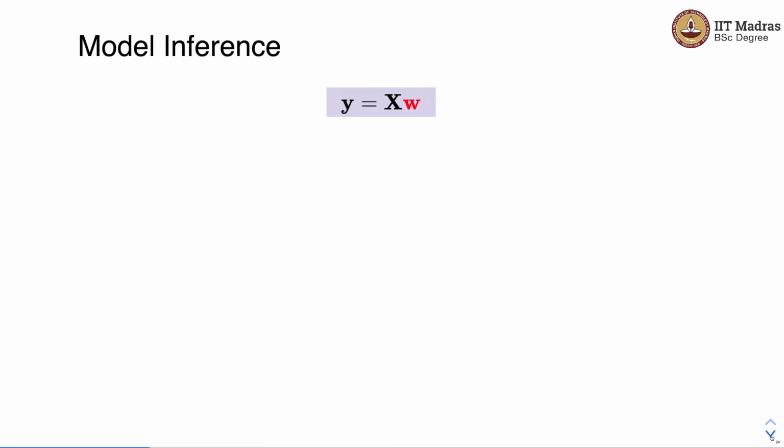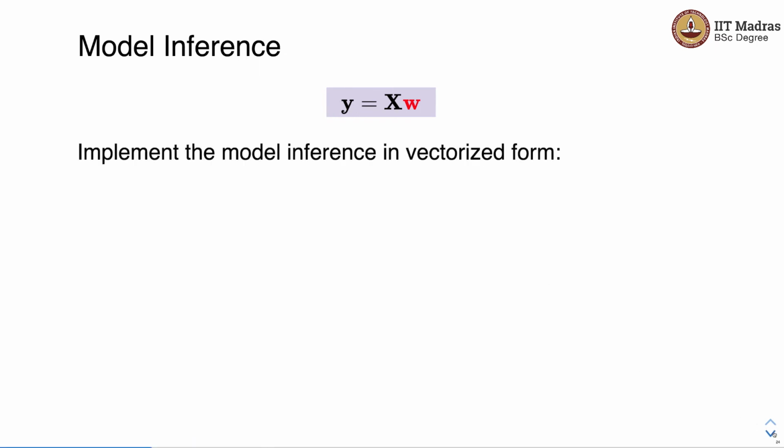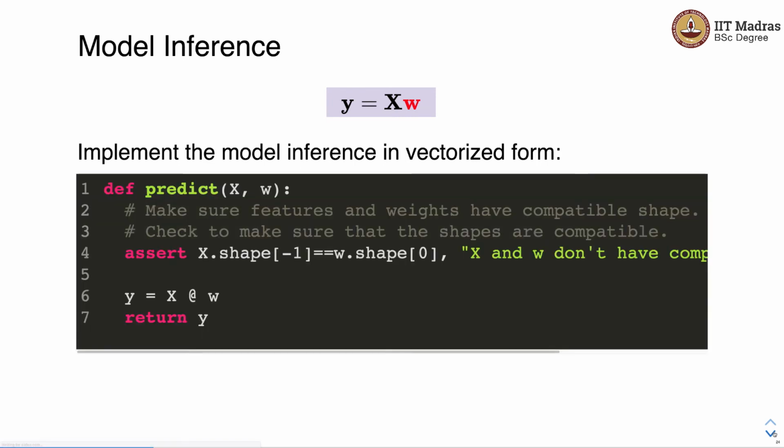So let's implement the vectorized form of the model inference. We can use x times w, the matrix-vector product, to obtain labels for all n examples at once. We can implement this in a vectorized form with a Python function.